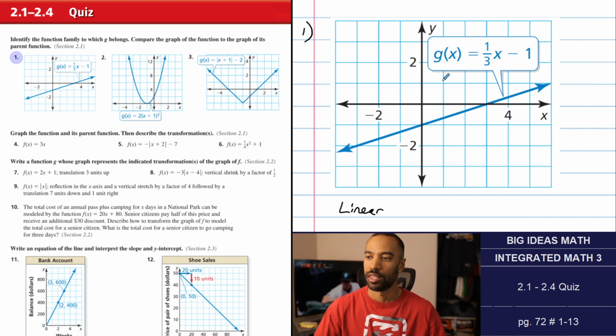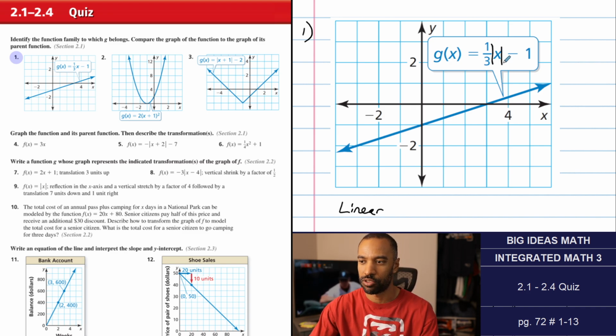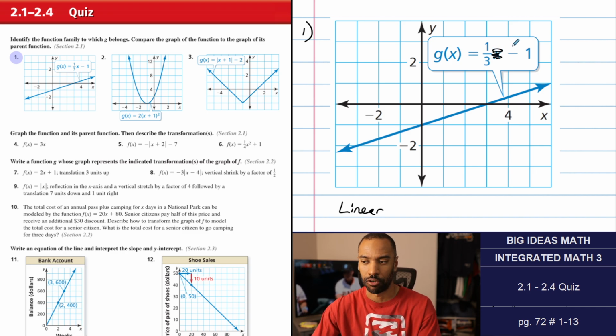So this one's linear. The other way to tell is there's no absolute value symbol, there's no squared, so it's to the first power, and there's an x there. If it was just a number like that, it would be a constant. So those are the two things that make this the linear case.